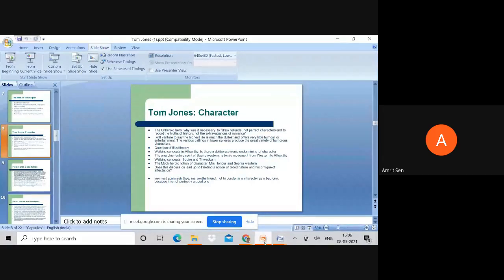in shades of gray, not perfect characters, and to record the truths of history, not the extravagances of romance. Now, that's a very important statement that Fielding is making, that he will not draw the idealized characters of romance, but he will draw the realistic characters of history, right? And secondly, he's making the statement about class. Why does he bring in characters from the lower classes? He says, I'll venture to say that the highest life is much the dullest and offers very little humor or entertainment. The various callings in the lower spheres produce the great variety of humorous characters.